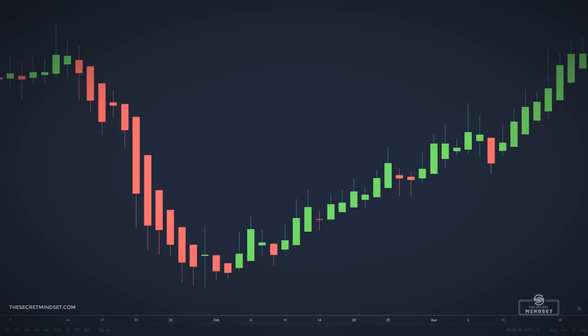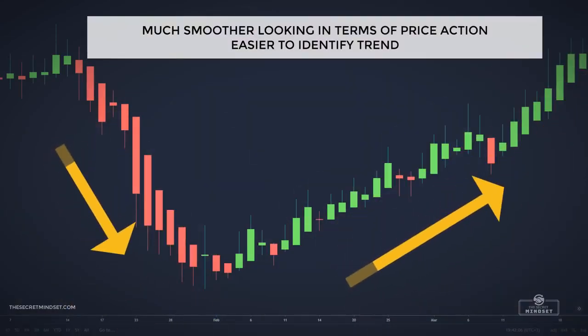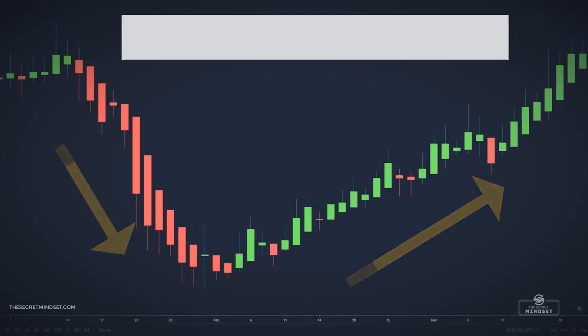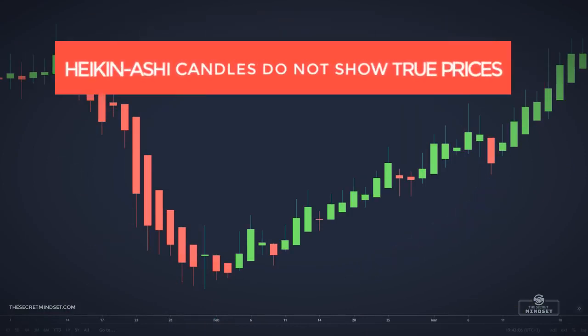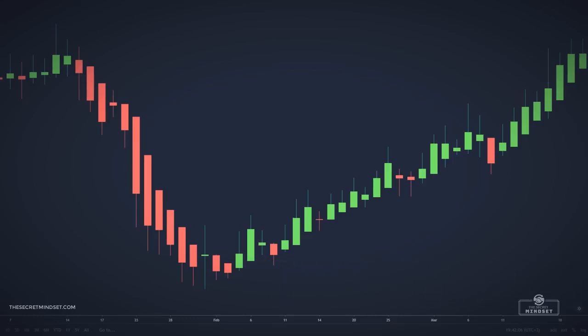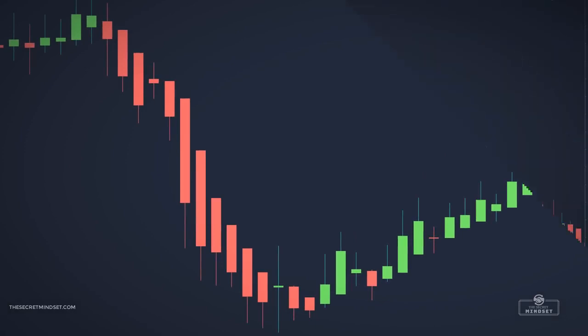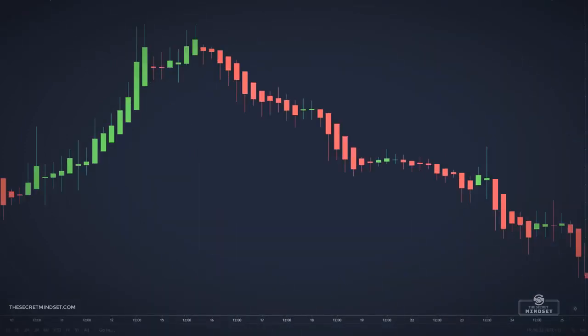Now, Heikin Ashi chart is much smoother looking in terms of price action, easier to identify trends and profit from it. But the problem is that Heikin Ashi candles do not show true prices. Yes, we derive these candlesticks from true prices, but we need to treat it as more of an indicator than a price chart itself. So that's why it's very important to highlight the pros and the cons of using Heikin Ashi.